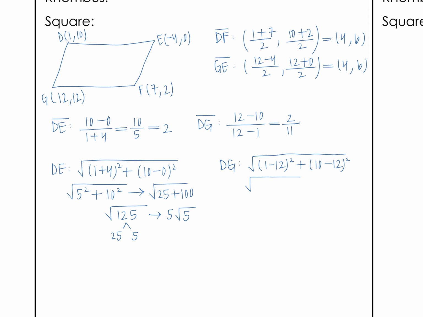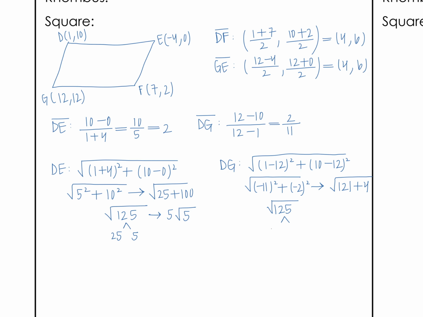So 1 minus 12 is going to give me negative 11 squared plus, then we'll have 10 minus 12 gives me negative 2 squared. And so when we square them, we're going to get 121 plus 4. So once again, that is going to give me 125.